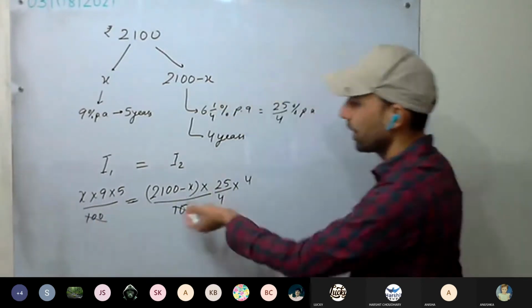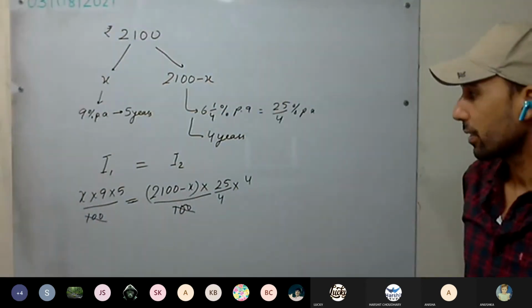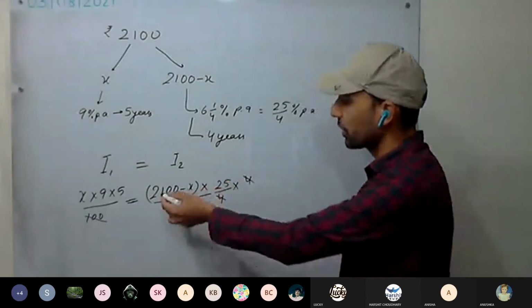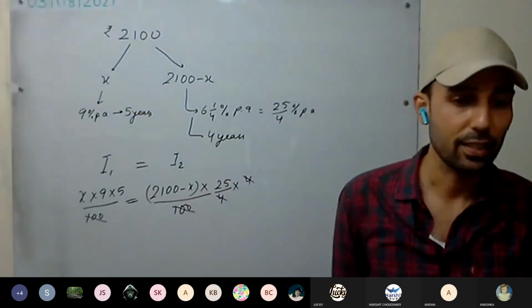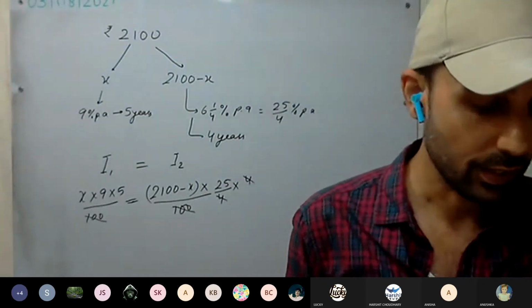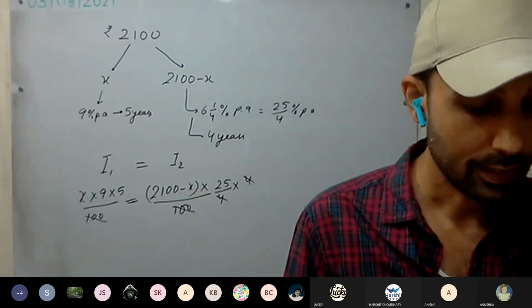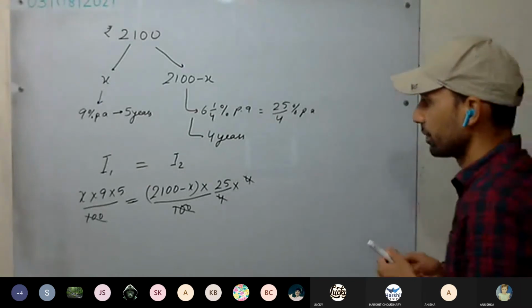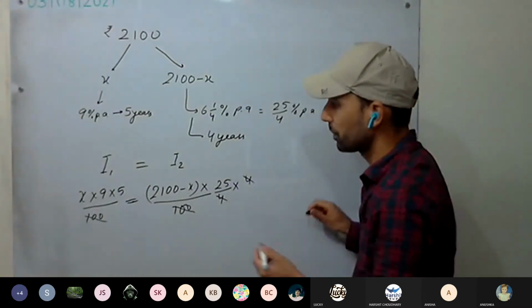100 gets cancelled. Now you can calculate the value of x or not. 4 as well gets cancelled. Calculate the value of x. That is being asked in the question. Calculate it and you can leave the class. How much will it come?